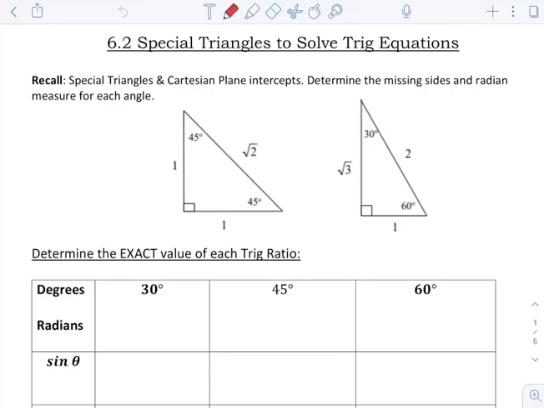Hey guys, welcome back. We're going to look at 6.2, which is special triangles and solving trig equations. Now, it's almost the same stuff that you did in grade 11. The only difference is we're going to be working strictly with radians in this case. We're going to be converting what you used to know into stuff that you have been learning.